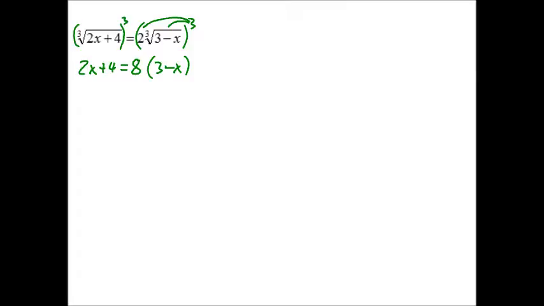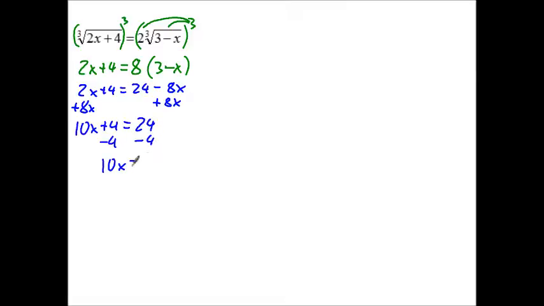Next, we're going to solve as usual. First, we need to distribute on the right. We get 24 minus 8x. We want to now have all the x's on one side. So we add 8x, add up with 10x, plus 4 is equal to 24. Subtract 4 from both sides. 10x is equal to 20. Dividing by 10, we get x is equal to 2.